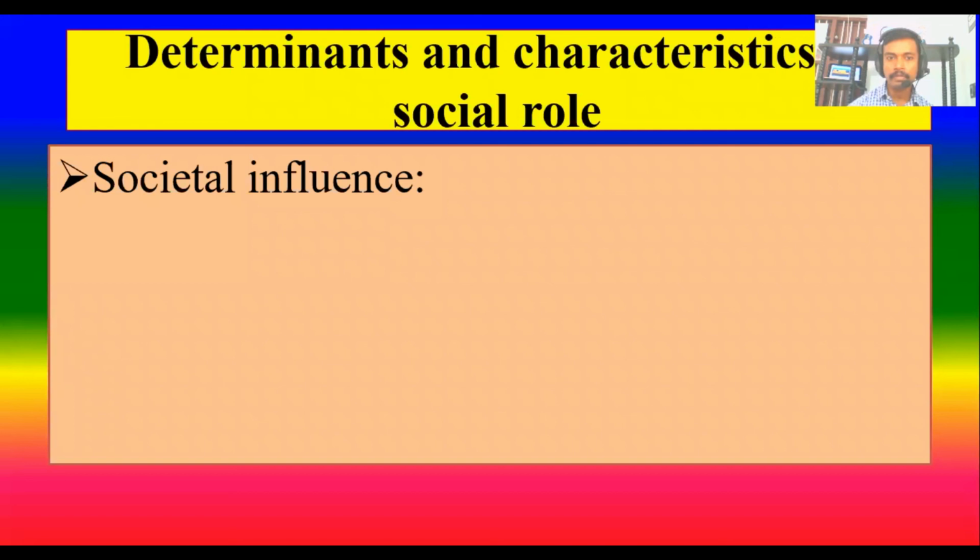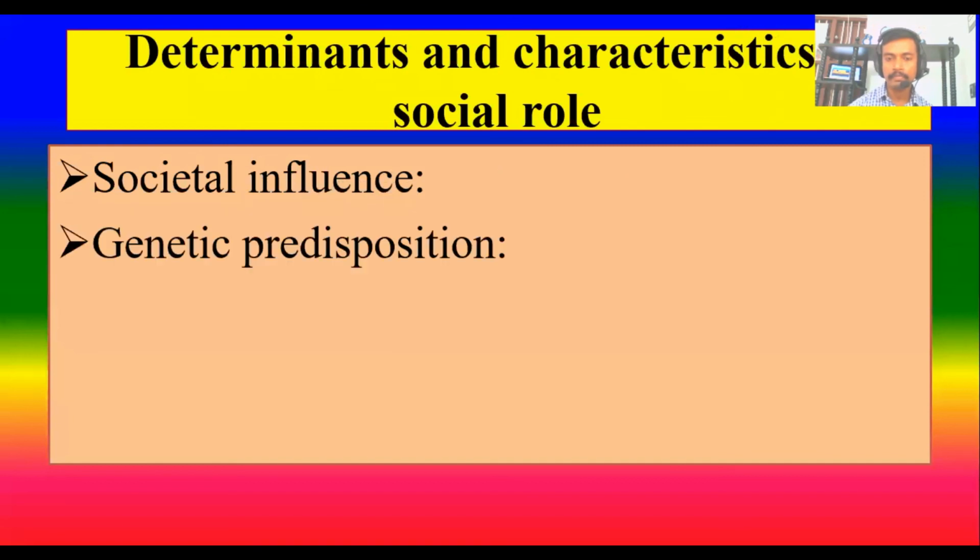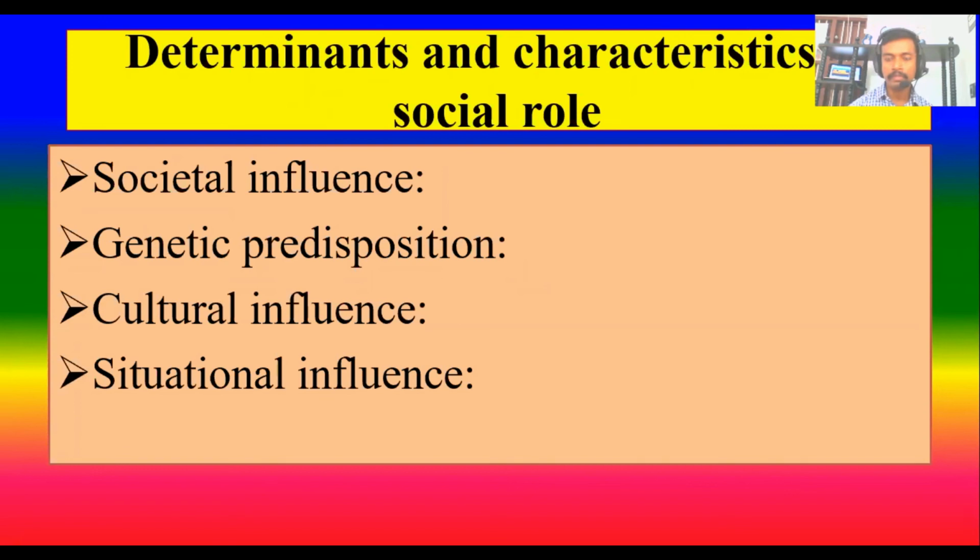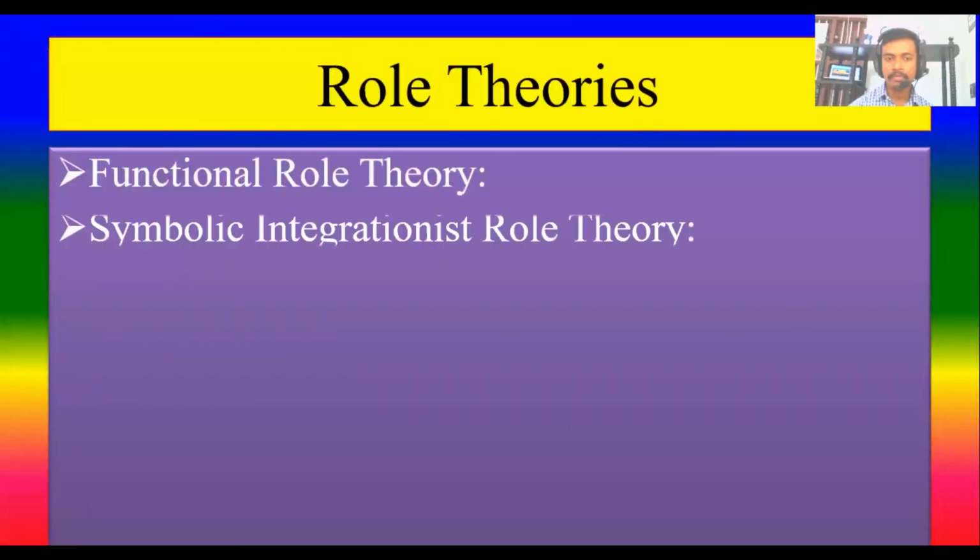Next, determinants and characteristics of role: societal influence, genetic predisposition, cultural influence, situational influence, etc. Role theories: functional role theory explains how functions determine the role or job of a person.